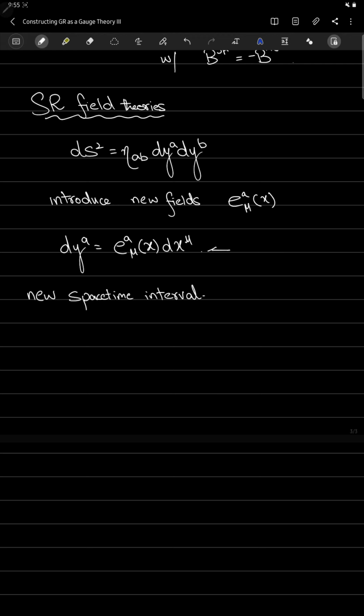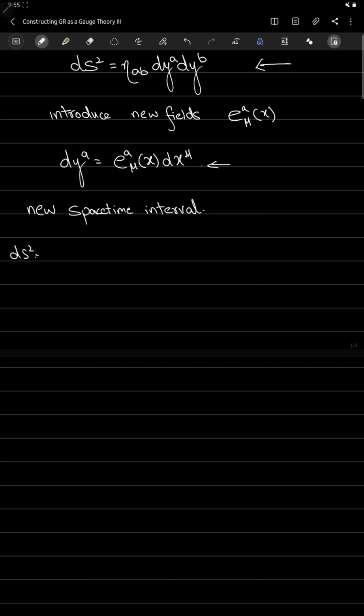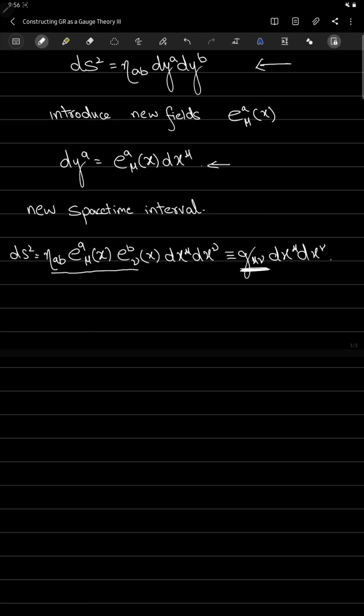So using this, I can write ds squared as eta ab e a mu of x times e b nu of x times dx mu dx nu, right? And this is simply equivalent to g mu nu dx mu dx nu, where I have defined this new field g mu nu as this thing over here, right? So this g mu nu is actually a new tensor field which is manifestly symmetric, right?